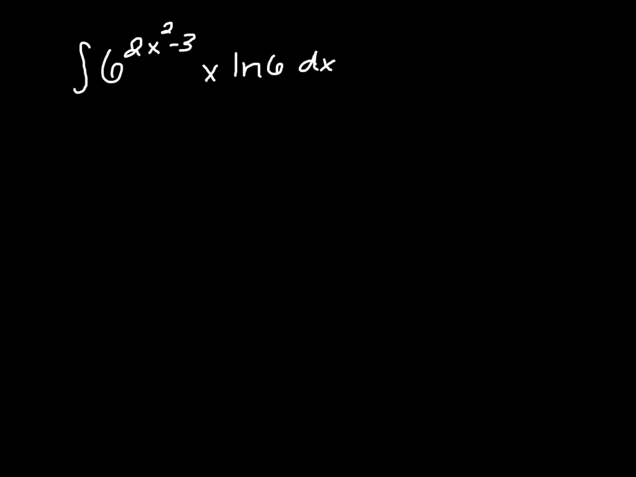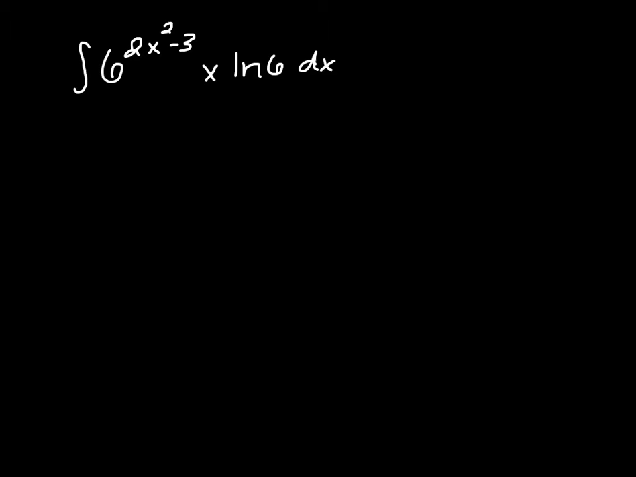Alright, now looking at this problem, this one is probably one of the ugliest problems I've ever seen in my life. We have the integral, we're trying to find the area under the curve, of 6 raised to 2x squared minus 3 times x times the natural log of 6 dx. Whew. Good golly, Miss Molly. Alright, let's try and get this solved here.